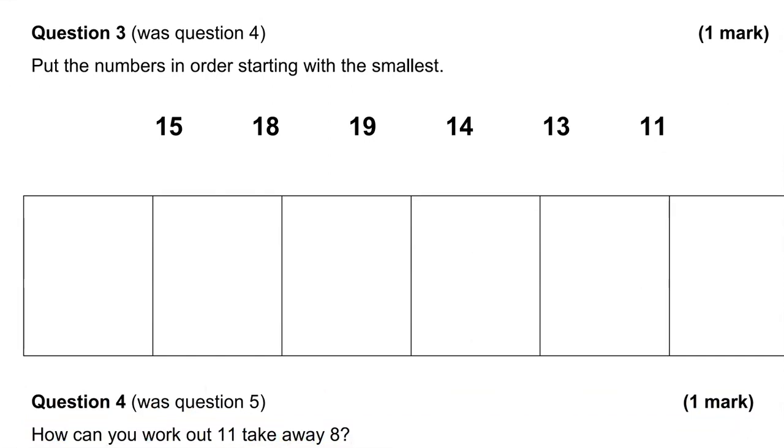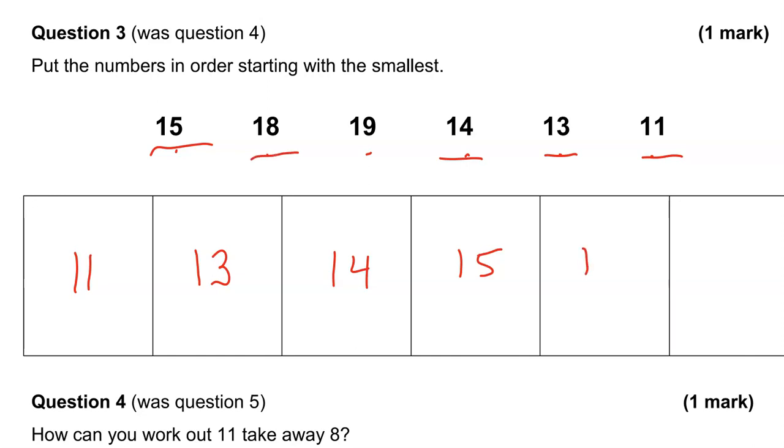Put the numbers in order, starting with the smallest. So we've got 15, 18, 19, 14, 13, 11. They are all greater than 10. So after 10 comes 11. Then we have 12, which isn't here, 13, 14, 15, 16, 17, none of them are here, then 18, 19.